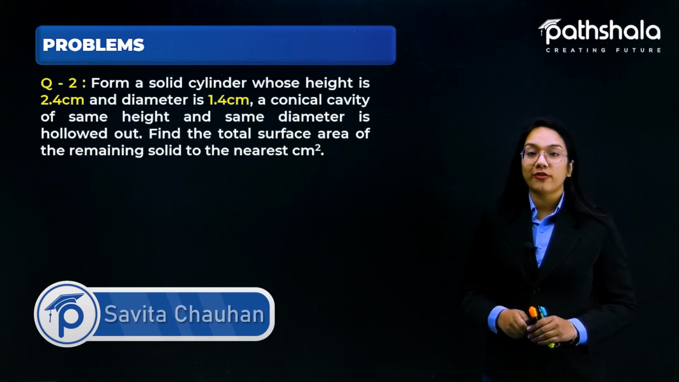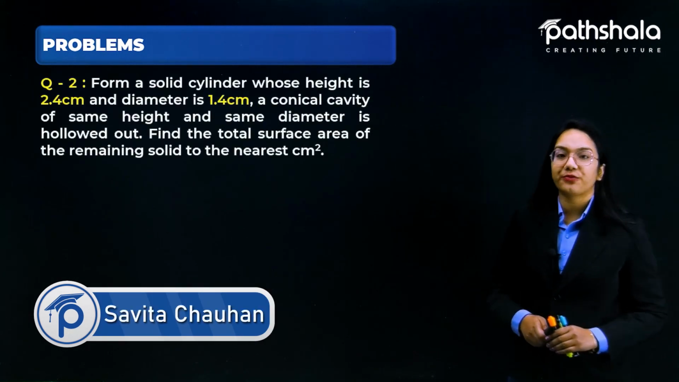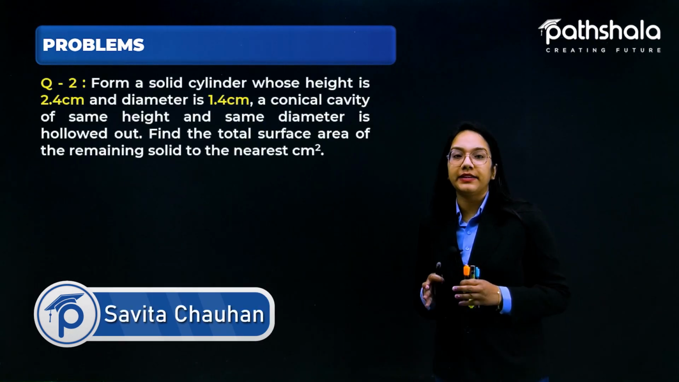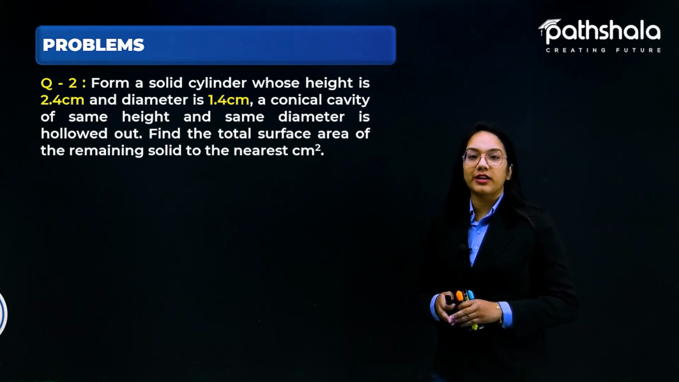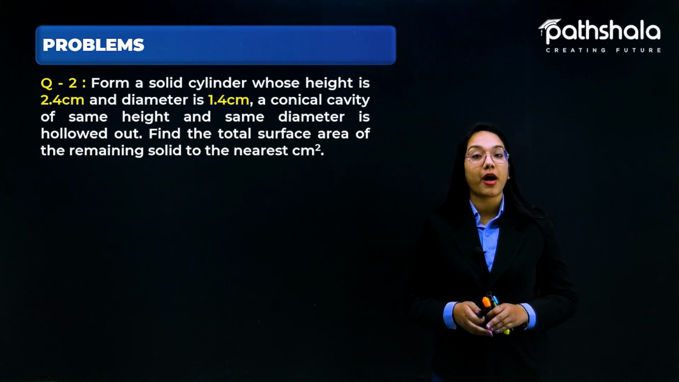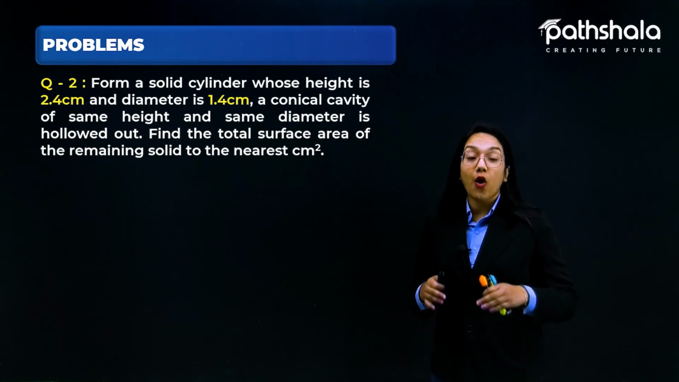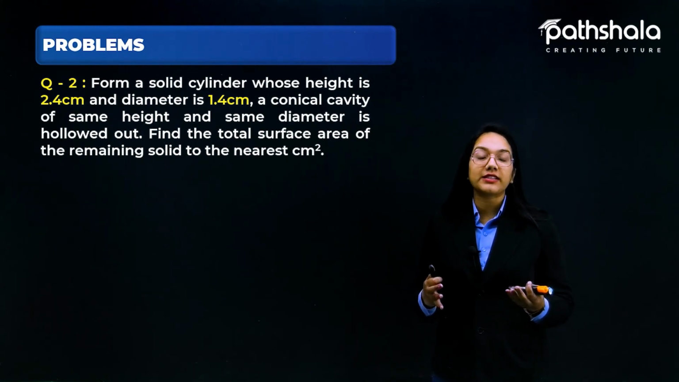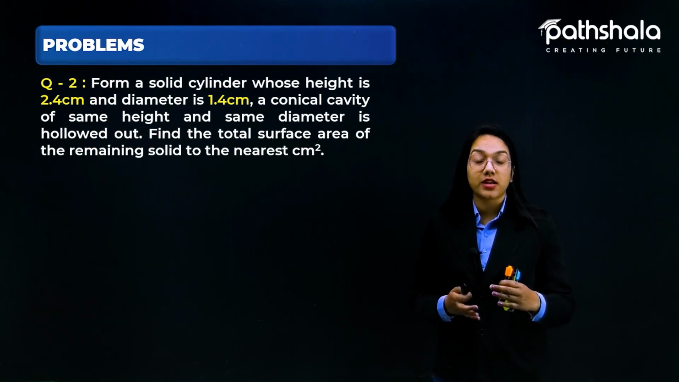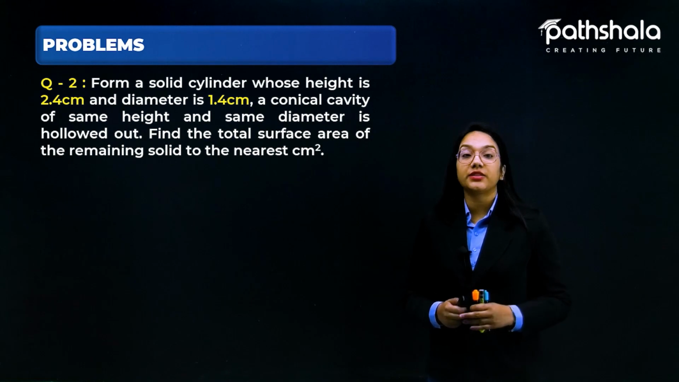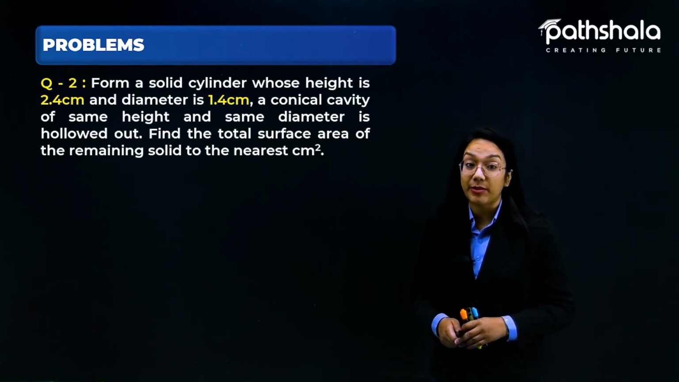Now let's move on towards question number 2, which says: a solid cylinder whose height is 2.4 centimeter and the diameter is 1.4 centimeter. A conical cavity of the same height and the same diameter is hollowed out. So the conical cavity is hollowed out from it, with the same height and the same diameter as the solid cylinder. Find the total surface area of the remaining solid to the nearest centimeter square.